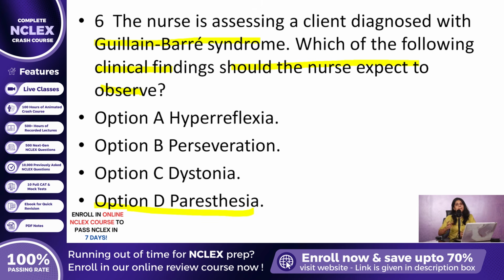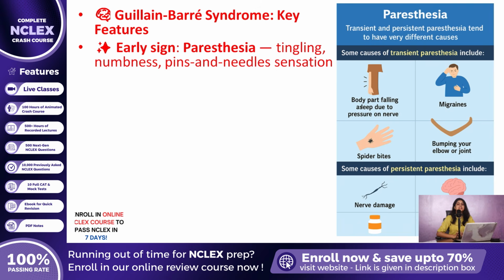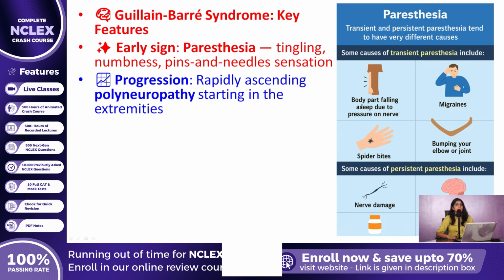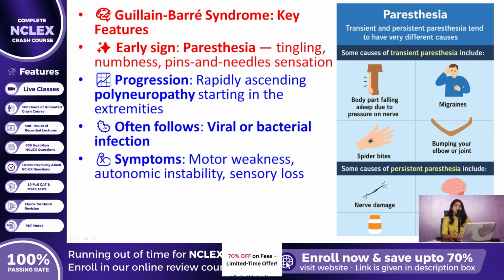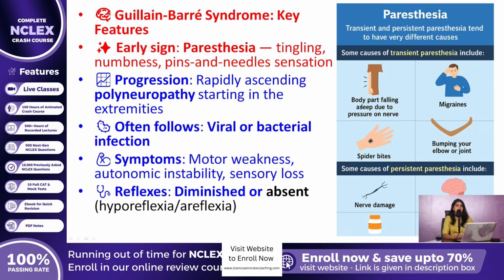Here is the rationale. Paresthesia, described by clients as a tingling, numbness, or pins and needles sensation, is one of the earliest and most recognizable symptoms of Guillain-Barré syndrome. This condition is a rapidly progressive polyneuropathy that begins in the peripheral extremities and often ascends toward the upper body and respiratory muscles. Guillain-Barré is frequently preceded by a viral or bacterial infection, and it can cause a combination of motor weakness, autonomic instability, and sensory disturbances like paresthesia. Reflexes are typically diminished or absent.